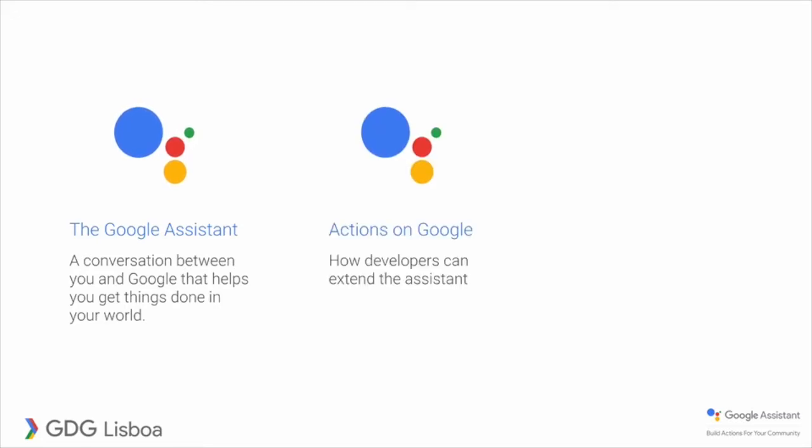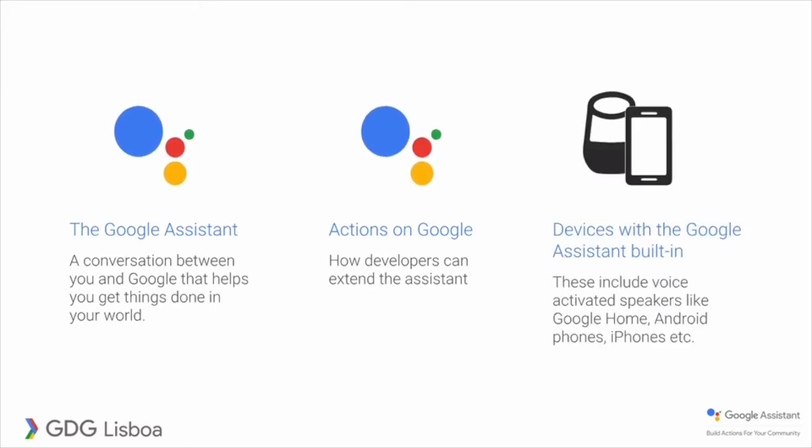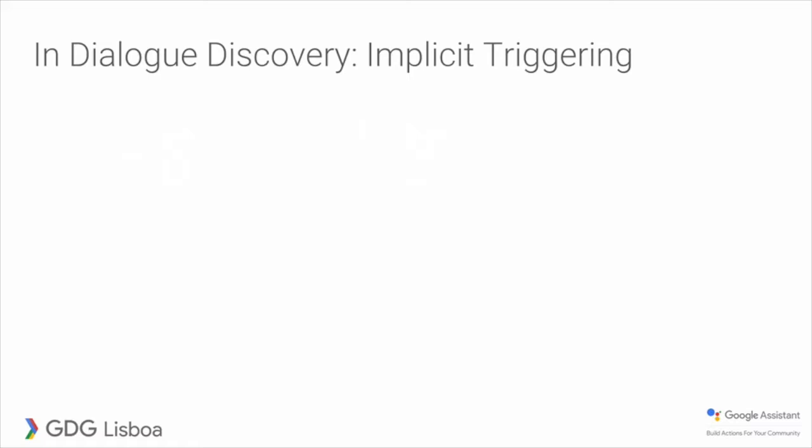But you guys are here to learn how to write your own action. For that reason, Google created Actions on Google. It's a way for you to extend the Google Assistant, where you can write your own actions. There's also the Google Assistant on devices, like the Google Home or phones, that implement the Google Assistant.